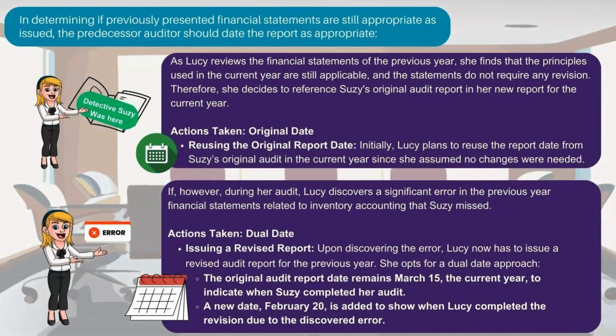But let's say, for example, during her audit, Lucy discovers a significant error in the previous year's financial statements related to inventory. Right, this is something that Susie might have missed. So in this case, the report needs to be dual dated. So let's assume that the original audit report date was March 15th. She needs to keep that date to represent the current year audit report date to showcase when the report was completed. Okay, but we need a new date for when we made this discovery and when this date was being updated. So a new date for February 20th, let's assume, is now being added to show when the report was completed and the revision is made due to the discovered error.